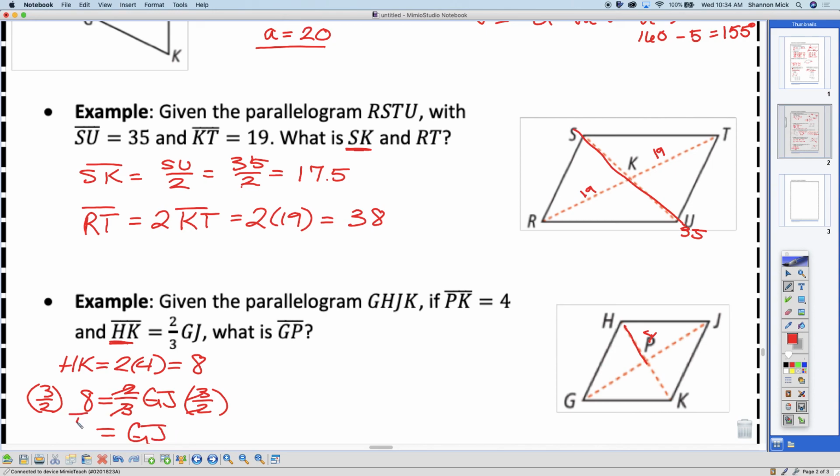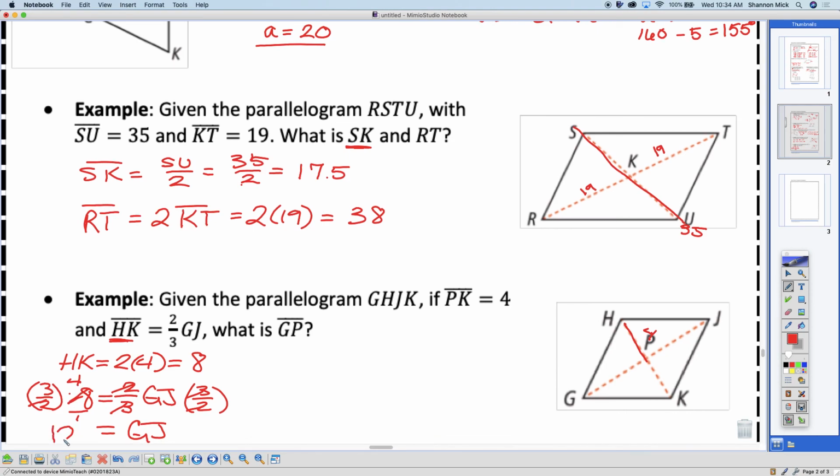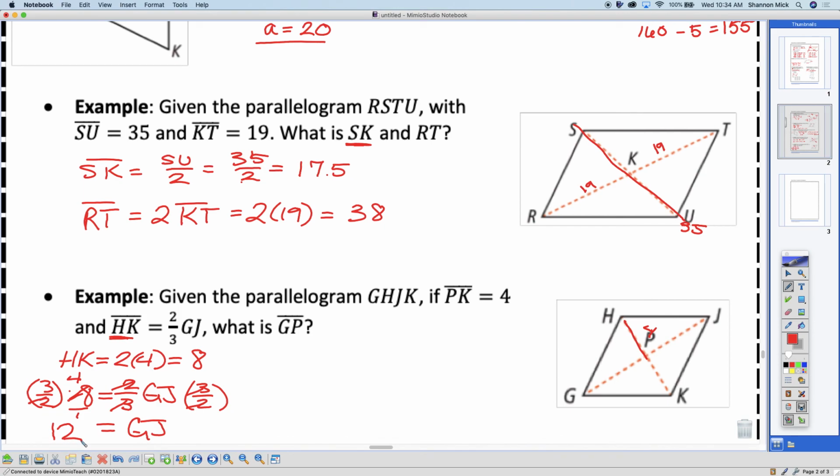So 2 goes into 8 how many times? 4. And 3 times 4 is 12. So GJ is 12. Yes? Question: could you just multiply it across and then reduce? Yes, you could. But now with 3 and 8, that's really easy to do. But if your numbers are huge, you guys want to start getting in the practice of always reducing before you multiply. Because your numbers will get so big and then your brain will shut off.